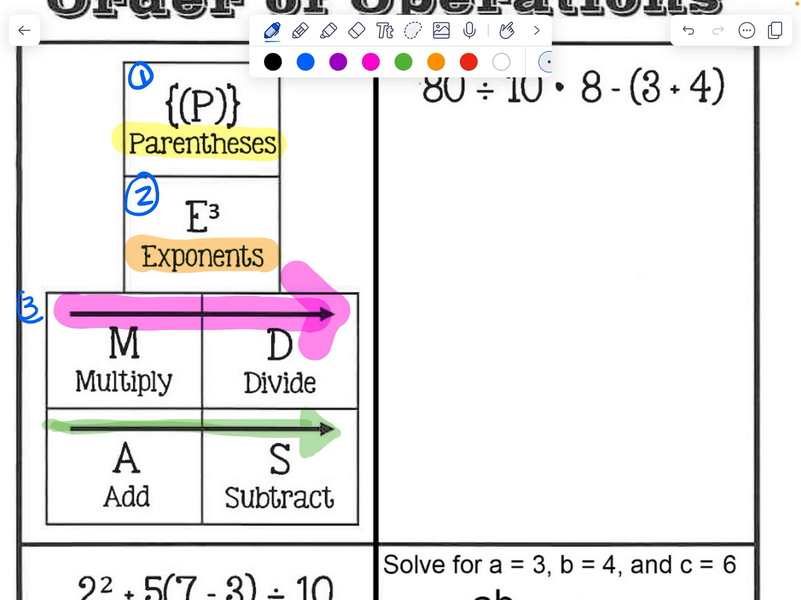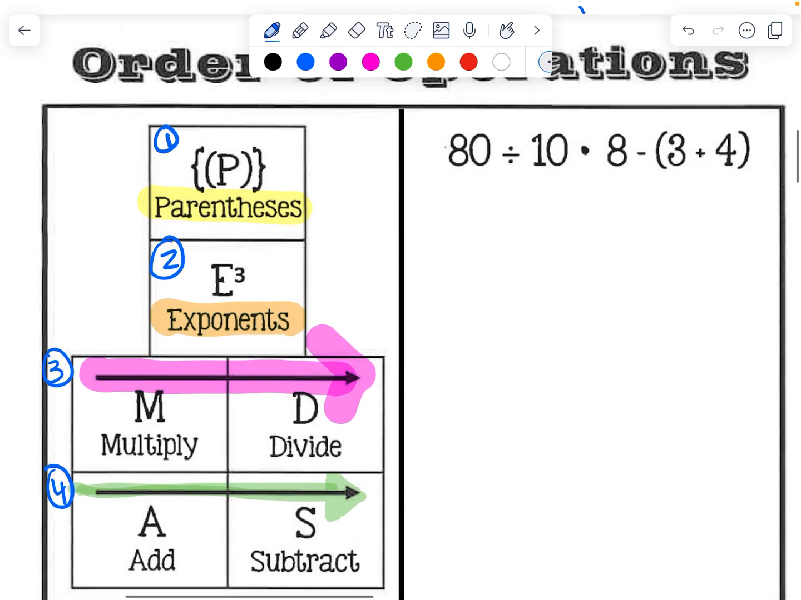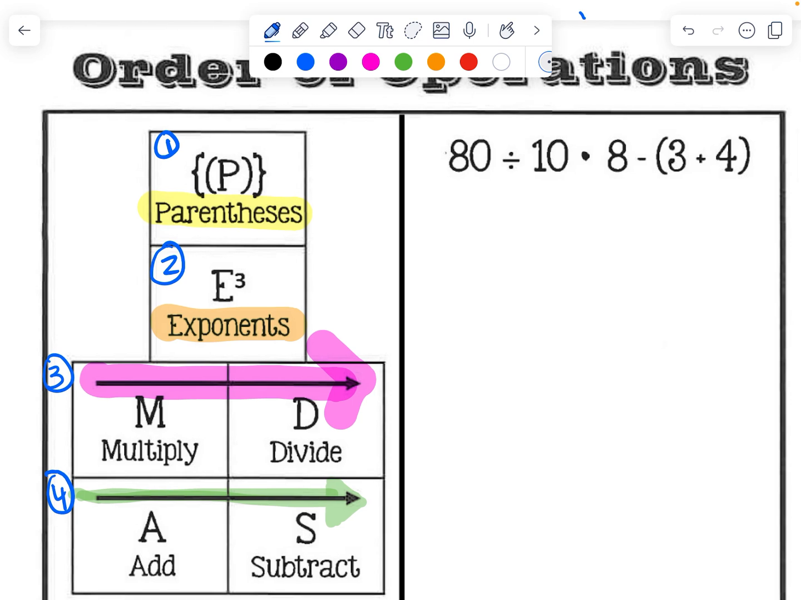All right, so this first example over here, we're going to look and see if it has parentheses or grouping symbols, and it does right here. So I'm going to do 3 plus 4 equals 7. And then I'm going to write everything else down exactly the way it appears above. So I have 80 divided by 10 times 8 minus 7.